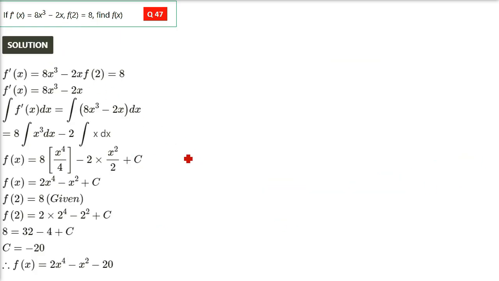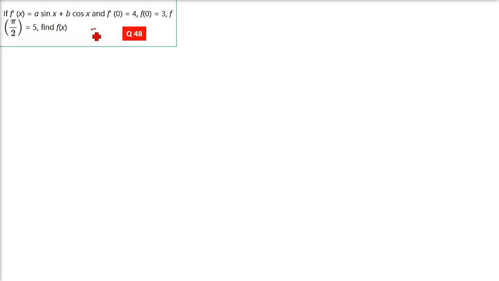So this is how it is done, if you understood this. Now this is a question of 5 marks. I am telling you this one, because this will lead you to 3 constants being found: a, b and a constant of integration that is going to come. So f dash 0 is given, f0 is given, and f pi by 2 is also given. So this f dash x is equal to a sin x plus b cos x. Now let us integrate both the sides first of all.